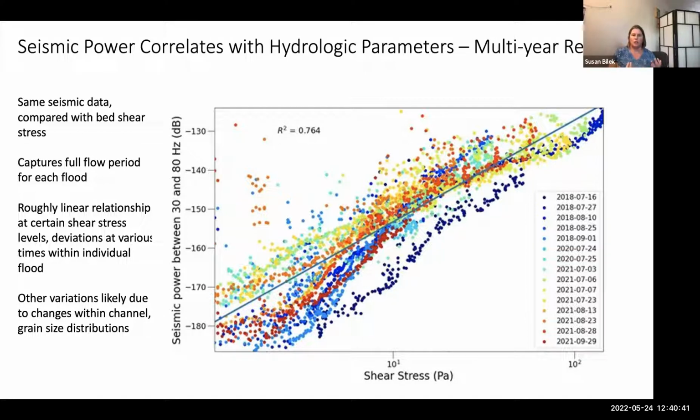Again, there's a lot of interesting detail in here. We do see roughly this linear relationship between power and shear stress, but there are clear differences in the slope of that relationship for different shear stresses that we see for some of the floods, where it seems like it changes at the lower shear stress to something different as you get up to the higher shear stresses. And so here again, we're working very closely with the geomorphologists and the hydrologists to try to understand the causes of those changes and how they might be related to what we're seeing change within the channel itself.